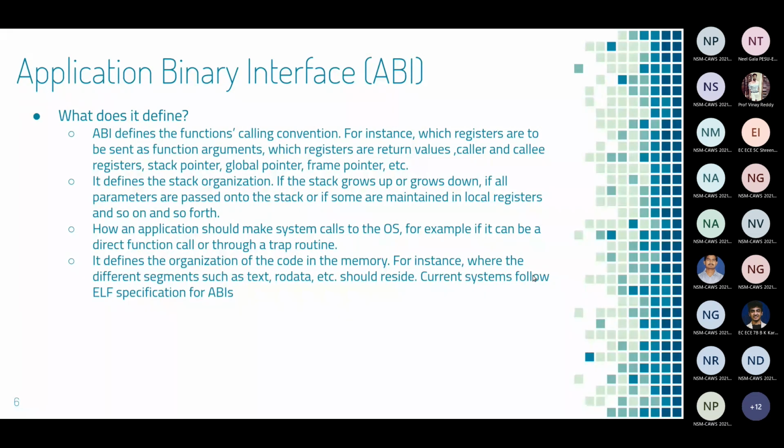So it defines where the different segments, such as text and RO data, should reside. Currently, all RISC-V ABIs out there use the ELF specification, that is the Executable and Linkable Format. That will define what is contained in each and every section, what the permissions of each section are, where the text section starts, and where the RO data section starts. RO data basically means read-only data, so your program is not allowed to modify that data, right? All of those will be encoded in that particular format.